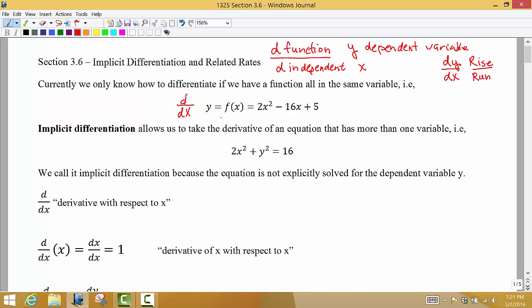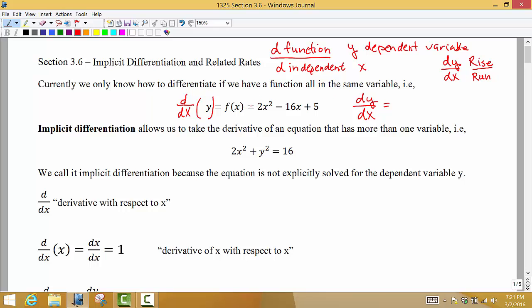So we're going to take this function here: y equals f of x equals 2x squared minus 16x plus 5. Really what we're doing is taking the derivative with respect to x. I want to find the derivative of this function with respect to x, and how we usually think about that is this right here, dy dx. That's our slope of our function, the slope of the tangent line.